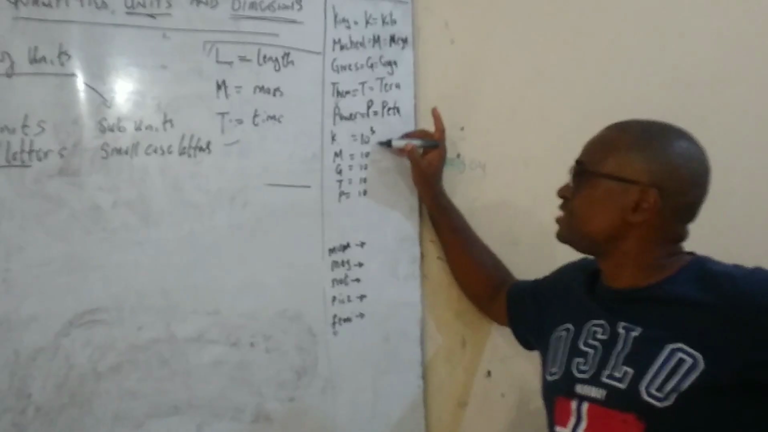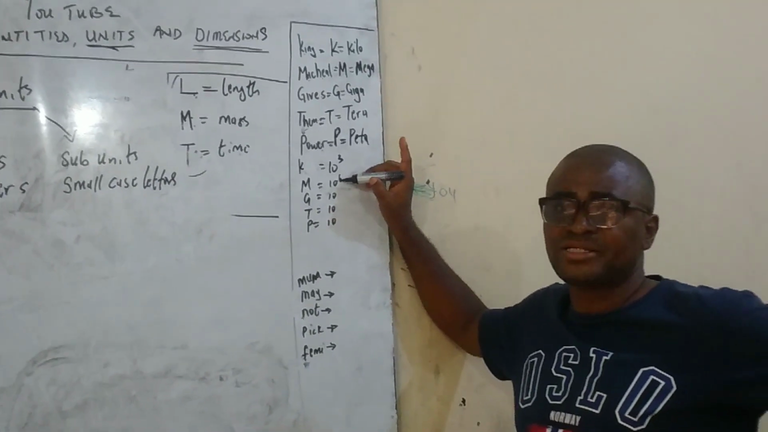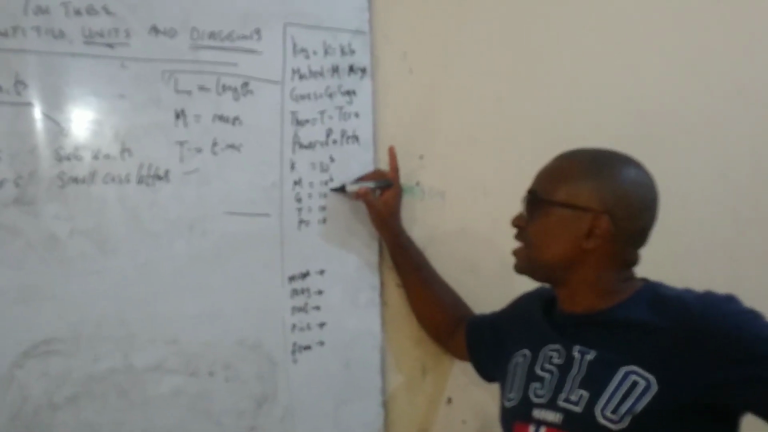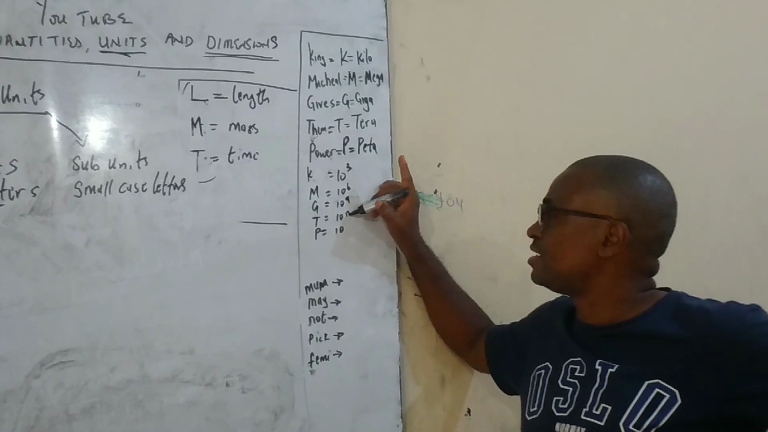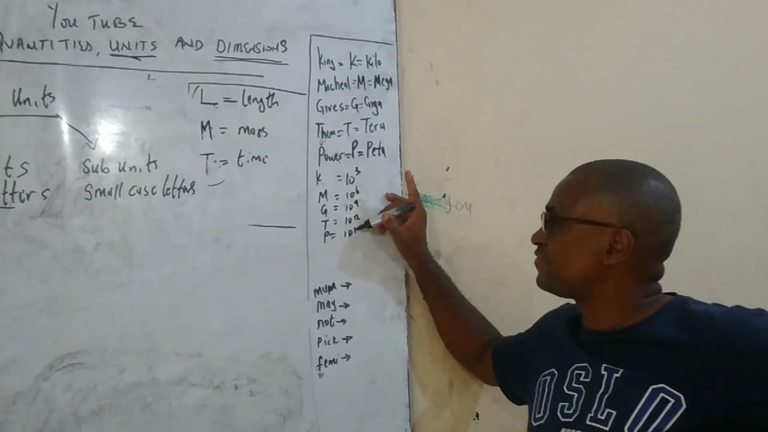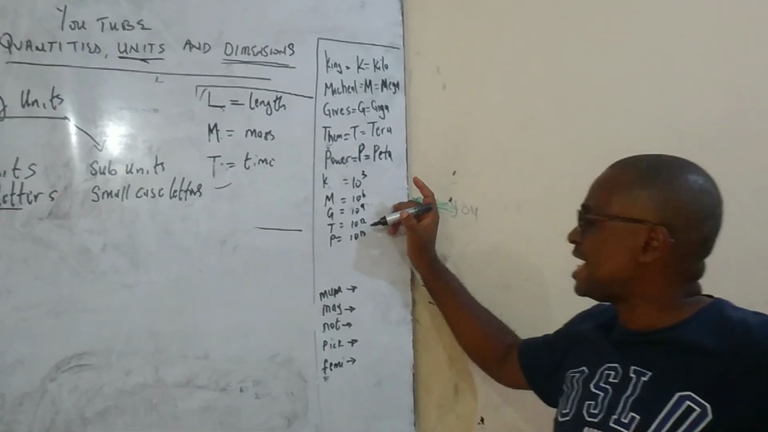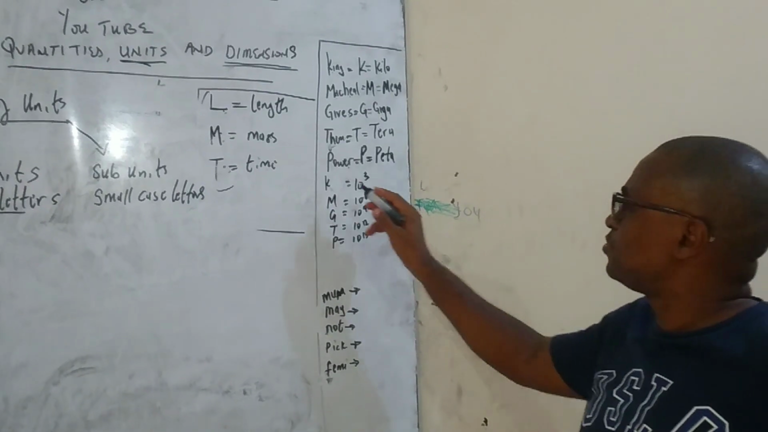So 3 plus 3 will give us 6. So this one will give us 10 raised to power 6. When you add 3 again to 6, we have 10 raised to power 9. When you add 3 to 9, we have 10 raised to power 12. Then when you add 3 to 12, we have 10 raised to power 15. So that's what we have here.